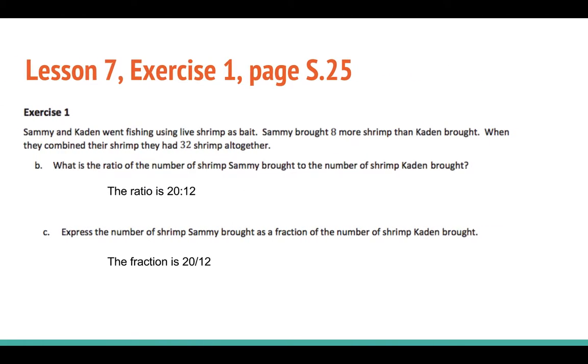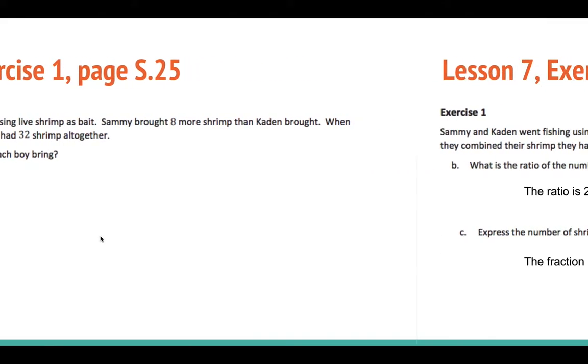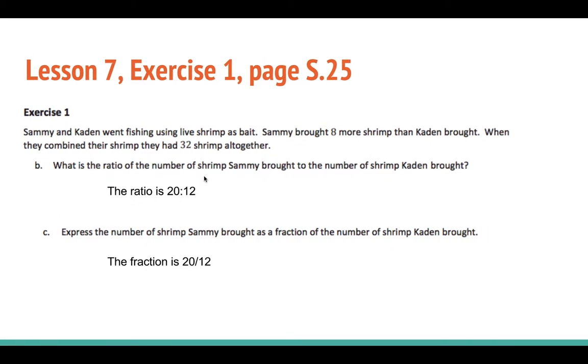Letter B. It asks us, what is the ratio of the number of shrimp Sammy brought to the number of shrimp Caden brought? Okay, so we know from our previous slide, Sammy had 20, Caden had 12. So the ratio of the number that Sammy brought to the number that Caden brought would be 20 to 12.